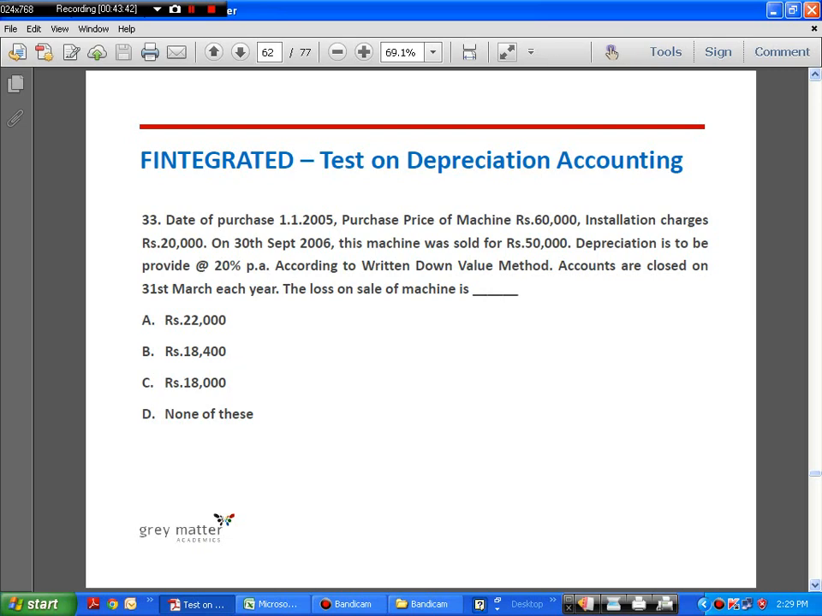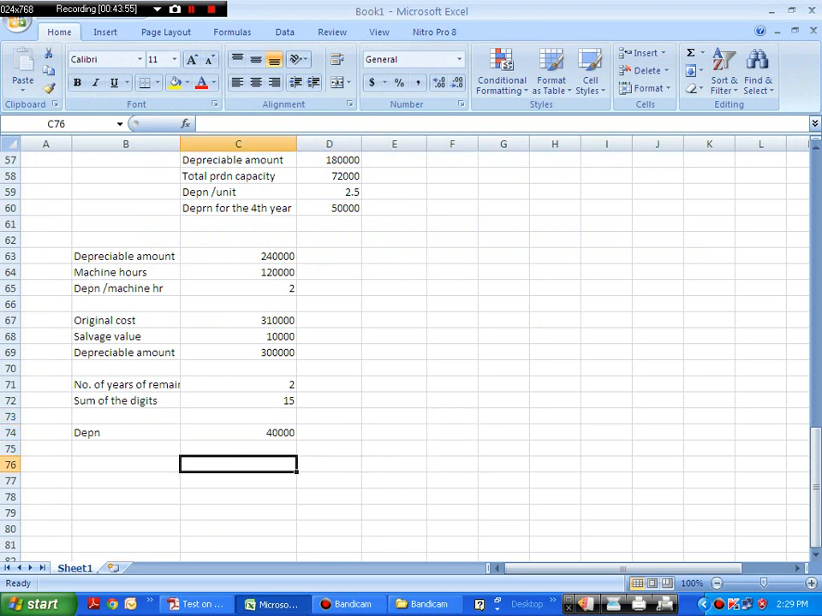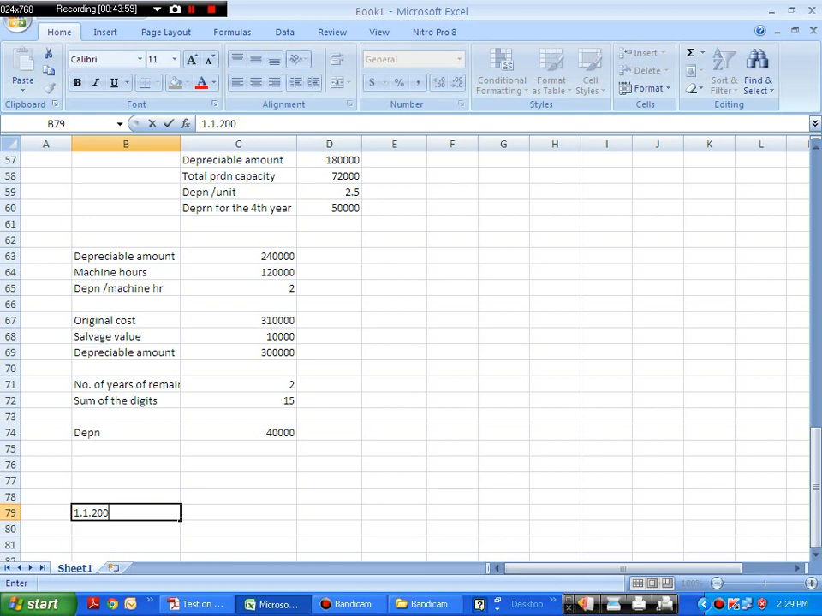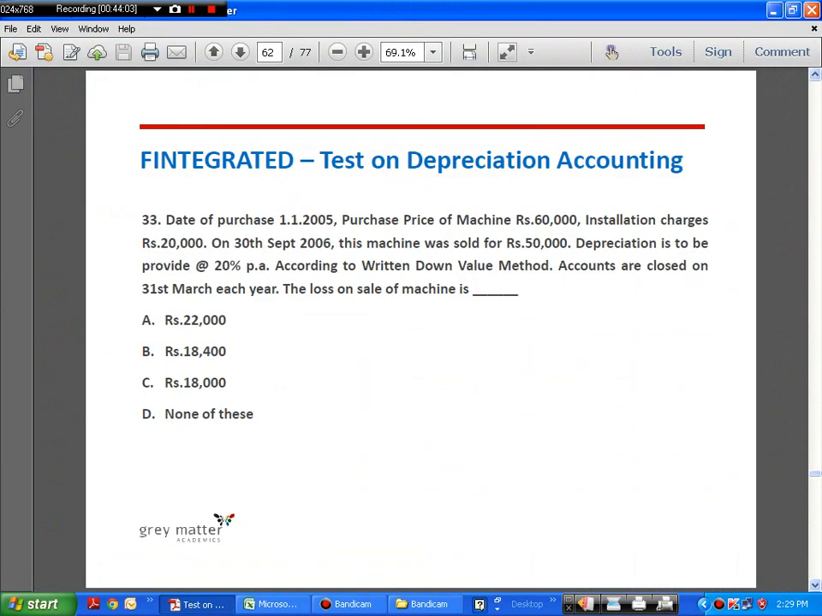Okay, so to find out the loss on sale of the machine, we have to first of all find out the written down value of the asset as at 30th September 2006. So let's start with 1/1/2005. On 1/1/2005, the asset is purchased for 60,000 plus 20,000, that is 80,000.